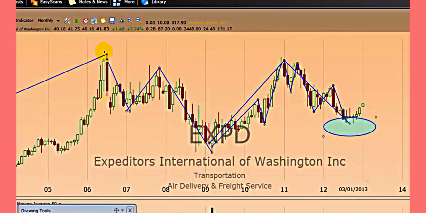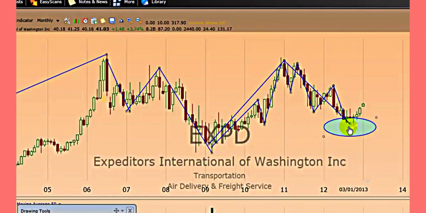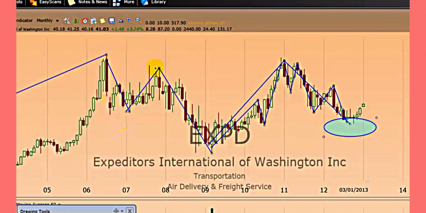The flat correction is A, B, C, 1, 2, 3, 4, 5. All right? This is the flat correction. As I explained to you, there are various types of flat correction, but the key point you want to understand is to know that there is an ABC, which we call a double retracement.